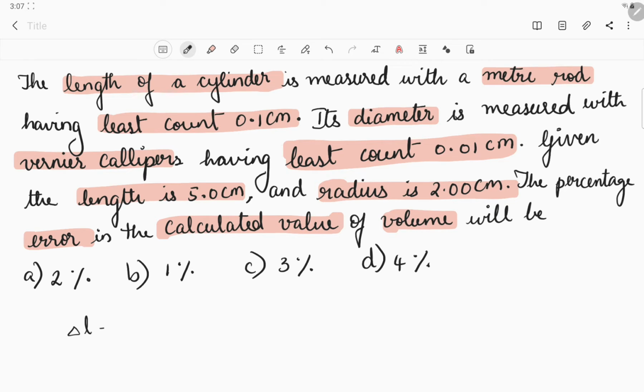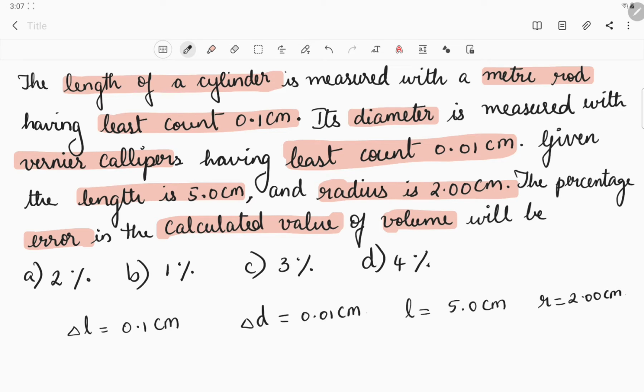So delta L will be equal to 0.1 centimeter, and delta D, that is the error in measuring the diameter using a vernier caliper, is given as 0.01 centimeter. The measured length of the rod is 5 centimeter, and the measured radius is given as 2 centimeter.